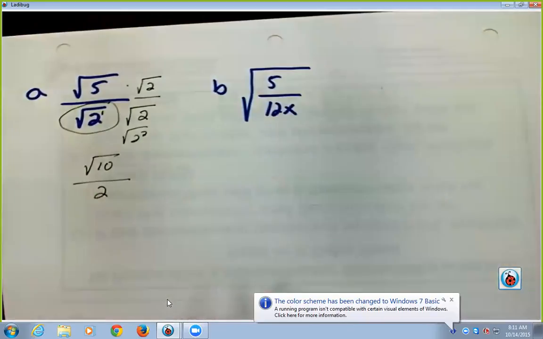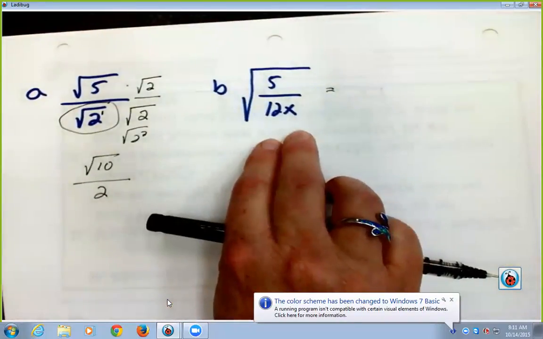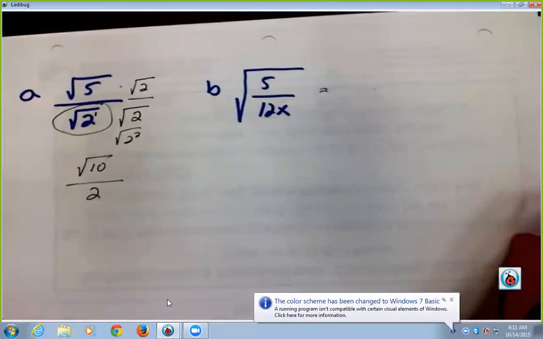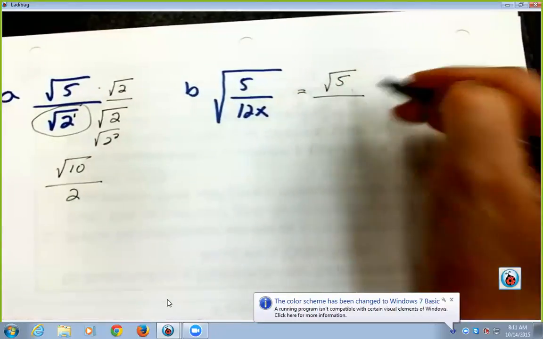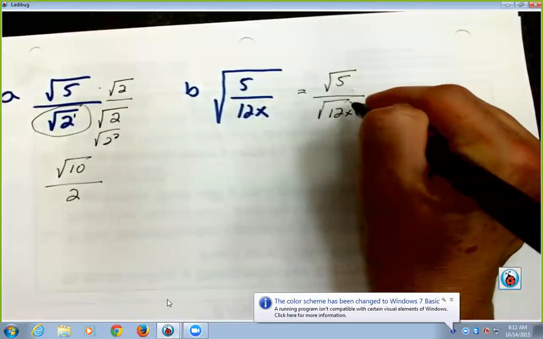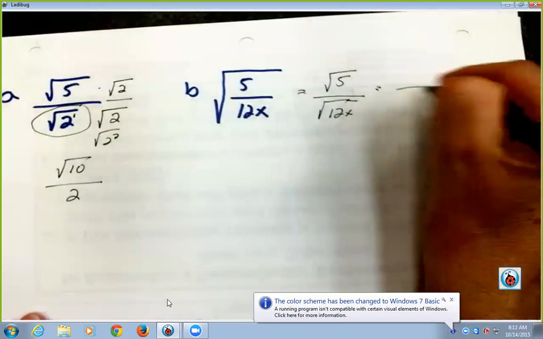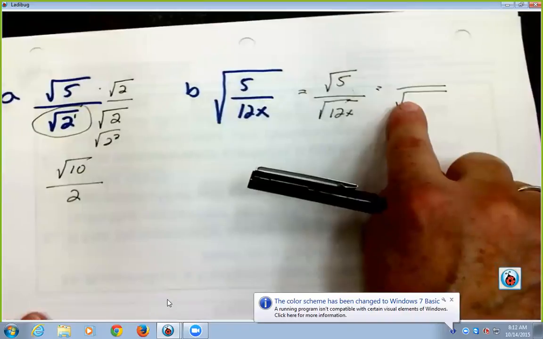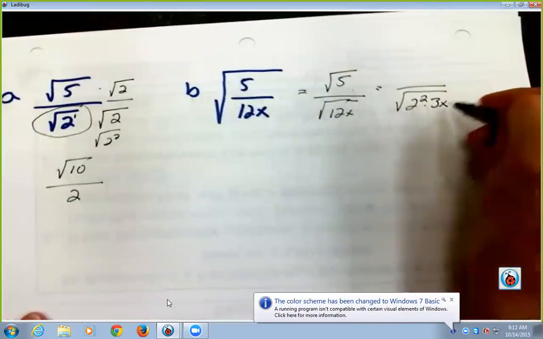In B, my radical is all together. In, I think it was 9.2, we talked about breaking these apart. So I can break it apart and get the square root of 5 over the square root of 12x. Then I need to look at 12x and see what in the world I have in 12x. So, from 9.2, we have 2 squared times 3 times x.